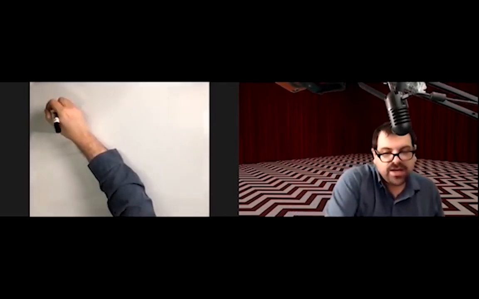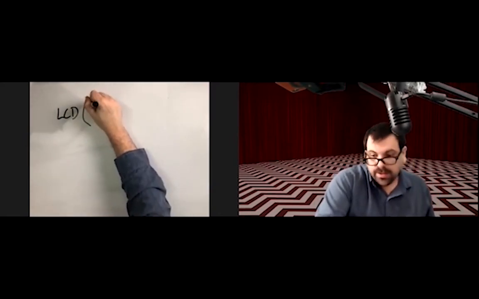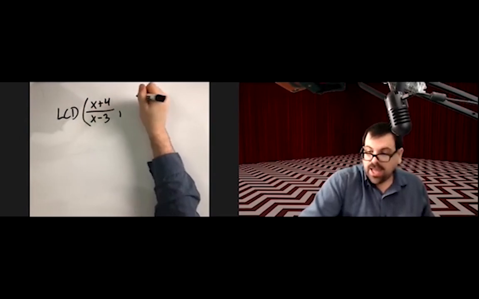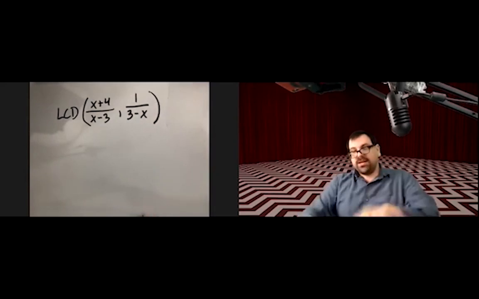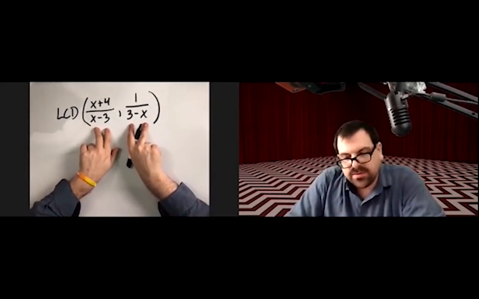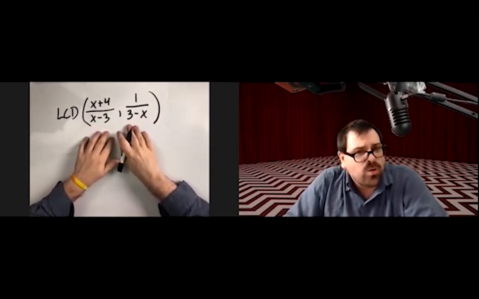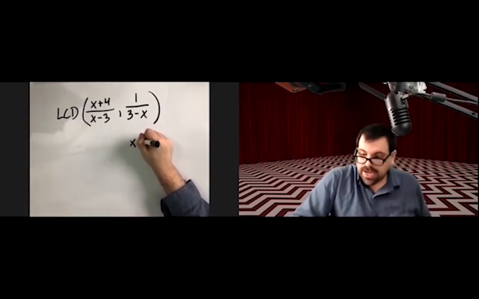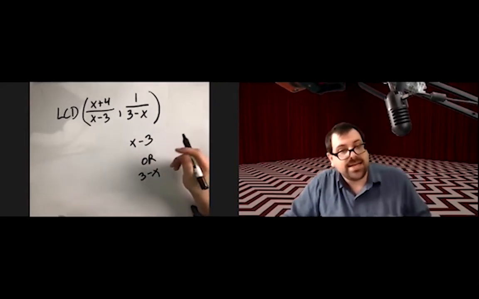If we were asked to find the LCD, least common denominator, of x plus 4 over x minus 3 and 1 over 3 minus x, since these are swapped, x minus 3 and 3 minus x, since they're opposites, since we use that -1 trick when we're simplifying these, we can choose either x minus 3 or 3 minus x as the LCD.